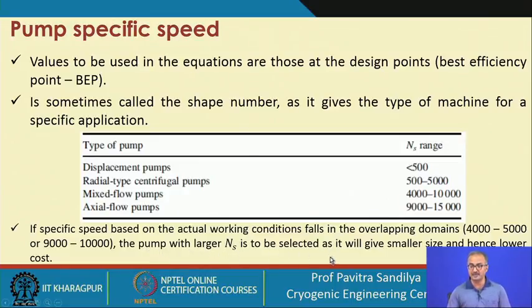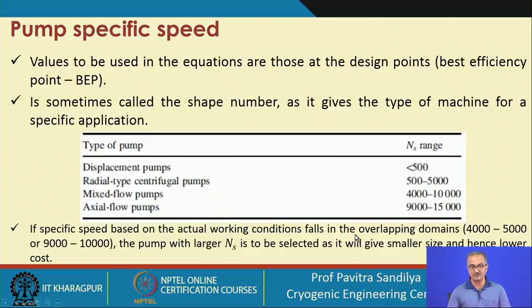That means suppose I am getting a value of 4,500. Now 4,500 belongs to both this and this. In that case, I will not take this one; I will go with the one with the higher range, that means I will select a mixed flow pump.